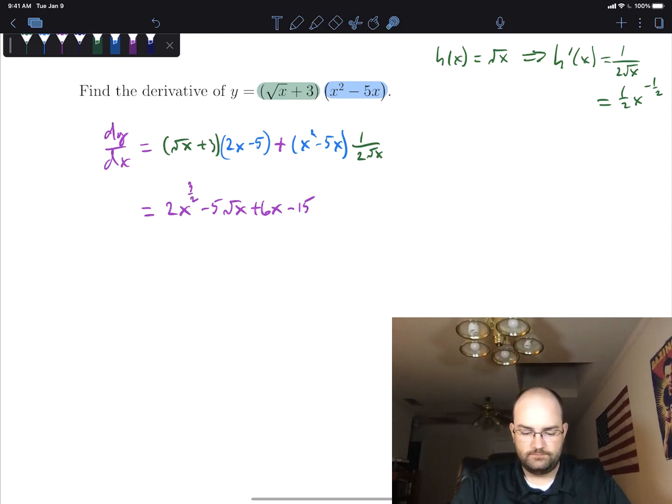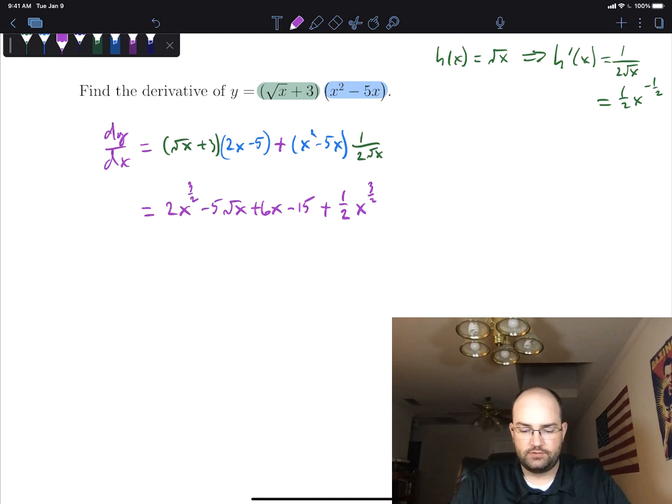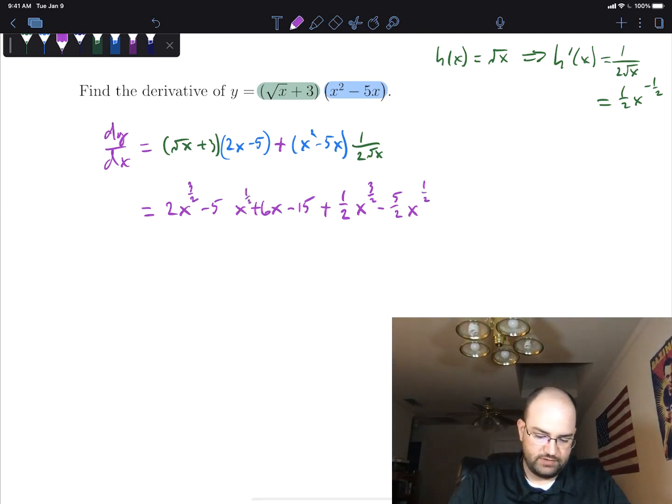Now to distribute this one, x squared times 1 over 2 square roots of x. Well, it's going to give me a half for sure, but x squared over x to the half power, 2 minus a half is 3/2. So x to the 3/2 power. And then negative 5 times 1/2 is negative 5/2. And then x to the first power divided by x to the half power, 1 minus a half is a half. Now, technically, I can just put that one as a half there. And then just combine like terms.